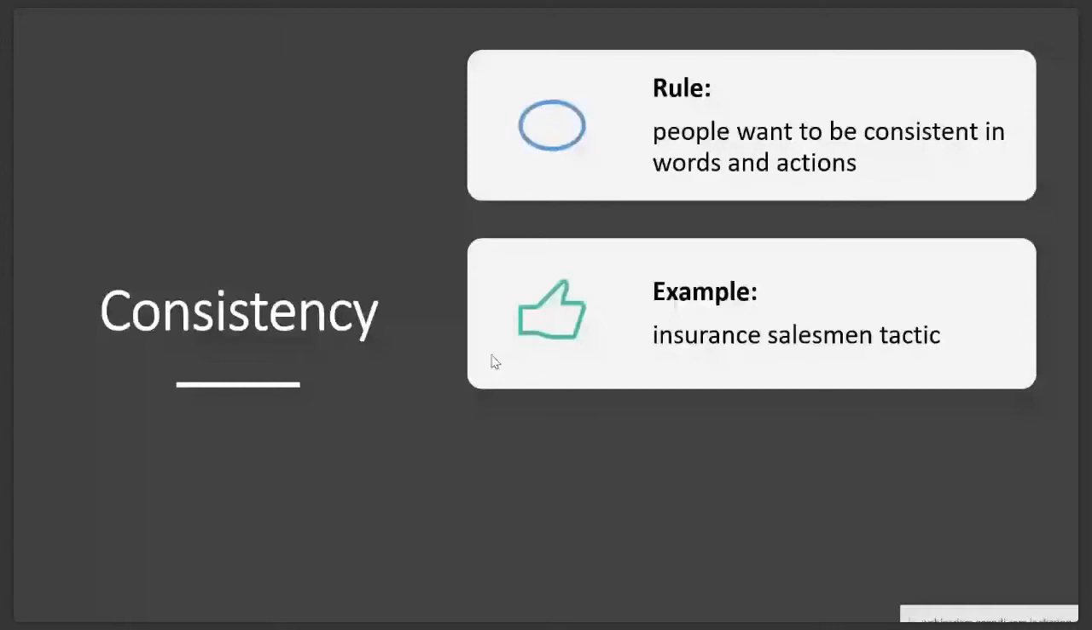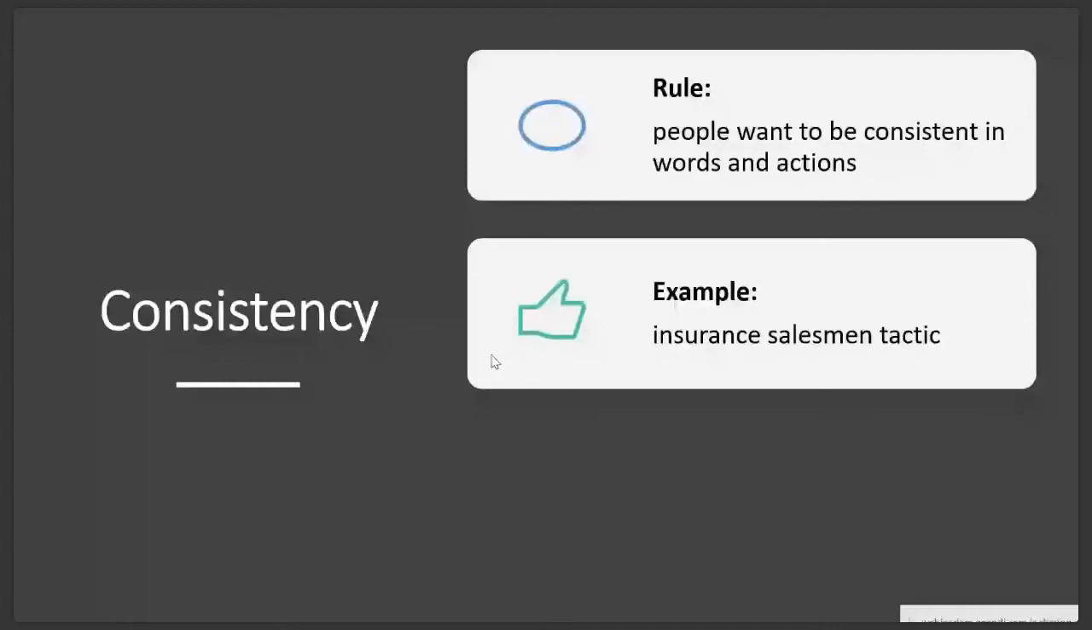Now the reason why they did this is because they would get a client to say yes 50 times in a row, and then their 51st question would be, do you want us to become your insurer? And the person was so used to and in that consistency of saying yes that they said yes most of the time. So it was a very clever tactic.